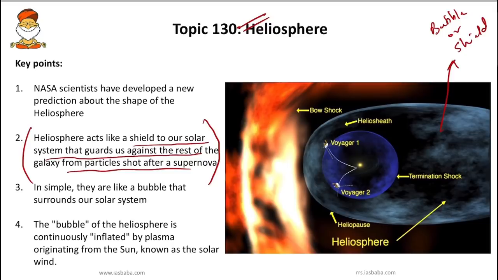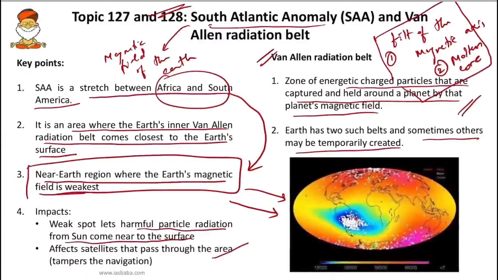You have to know that the heliosphere is created because of the sun. The bubble or shield of the heliosphere is continuously inflated by the plasma originating from the sun, known as the solar wind. Just remember this heliosphere is a vast bubble-like region, or a shield, which surrounds our solar system and is created by the sun. How is it created by the sun? Because of the plasma originating from the sun known as the solar wind. Try to remember these concepts.